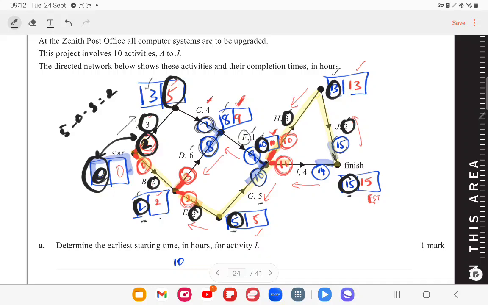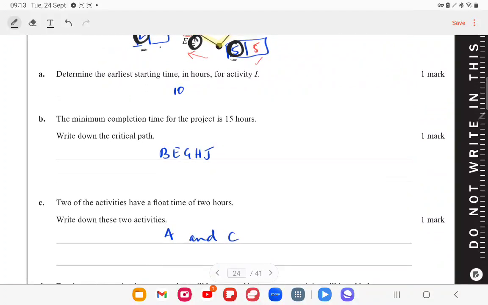Now if you look at another activity which is not on the critical path, because those activities not on the critical path will have a float time. Let us look at which activity it could be. Let's look at C. C is 9 minus 3 minus 4, and that's 2. So it is these two activities which have a float time of 2. That is A and C.